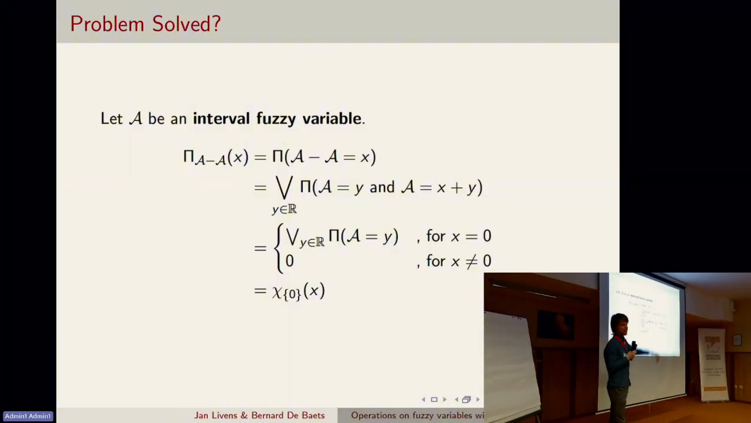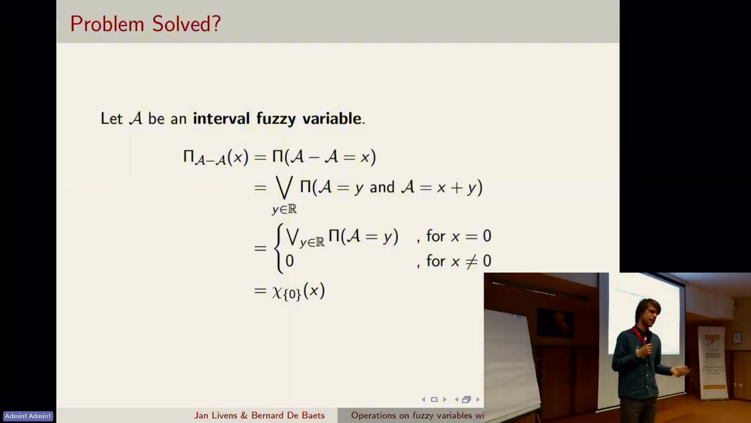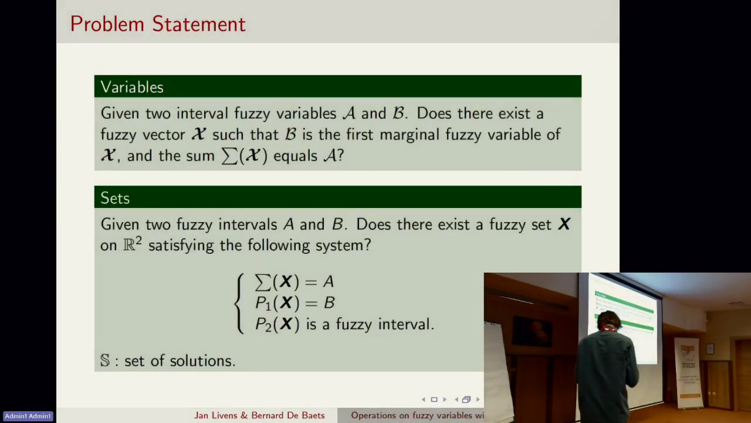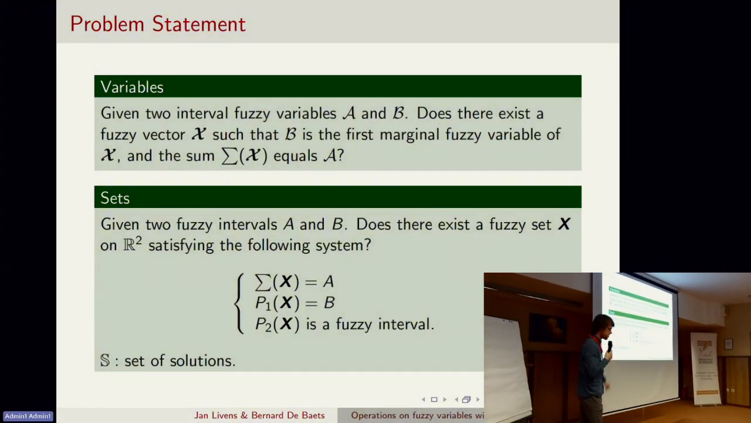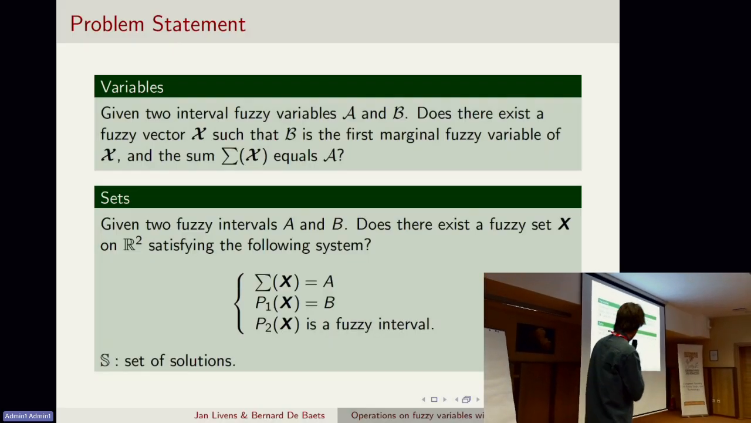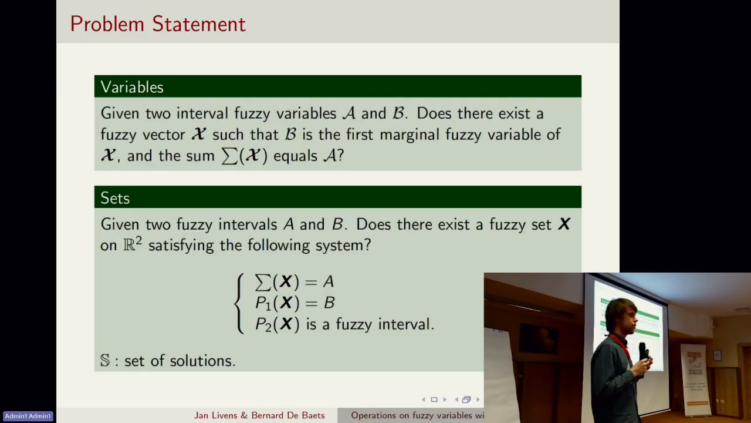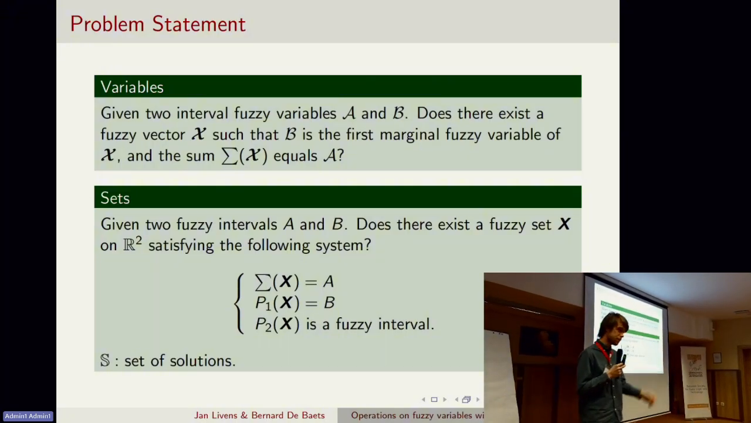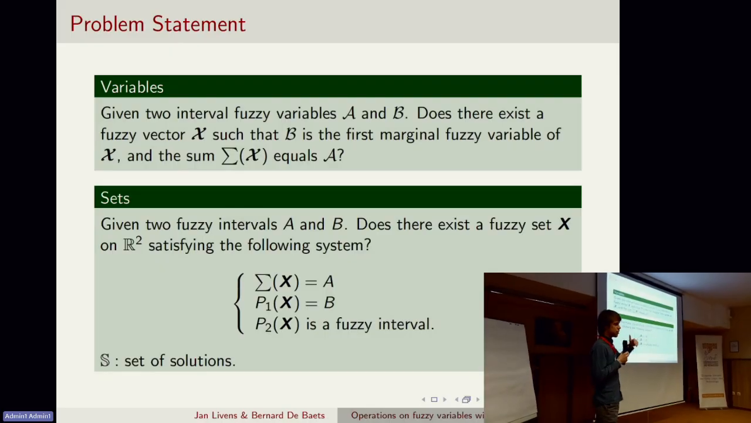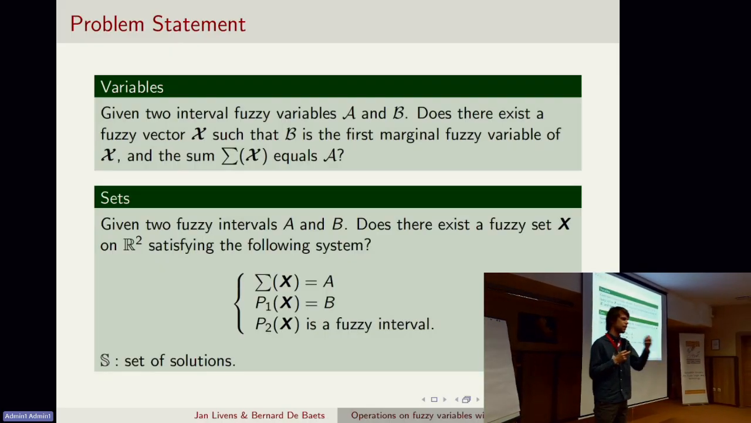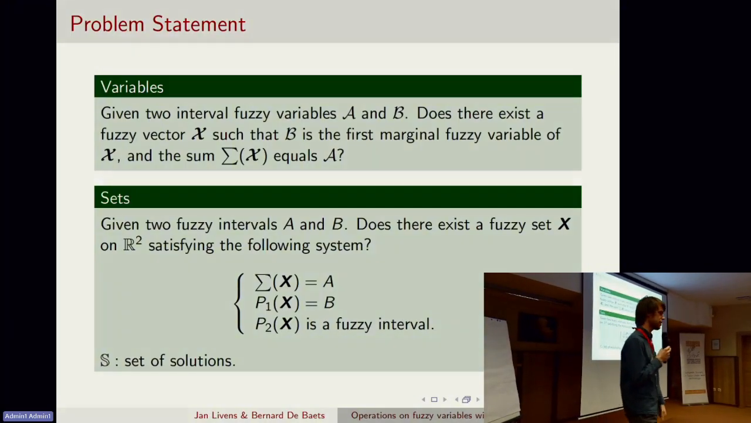We actually directly get the desired result, the intuitive result. So with this in mind, let's test it on a more complicated problem. That's the following problem statement. We have two fuzzy interval variables, and want to find a fuzzy vector. In this case, a fuzzy vector will be a two-dimensional variable, such that the first marginal corresponds to one of our variables, and the sum of this vector will be the second.